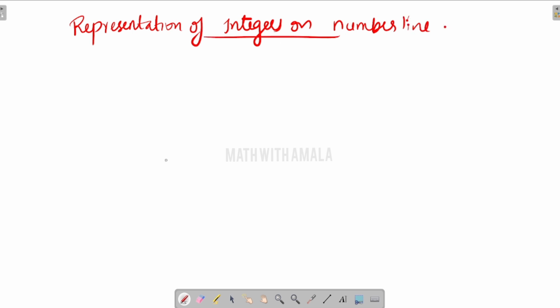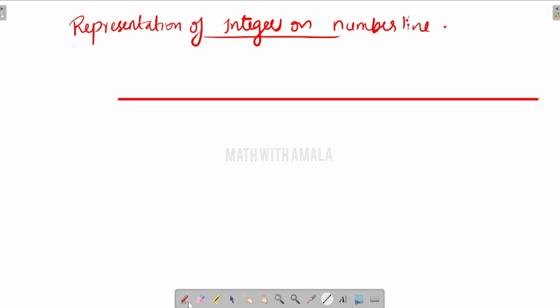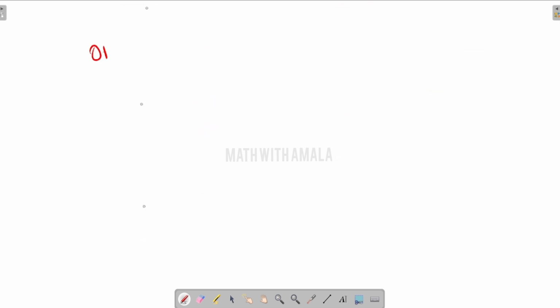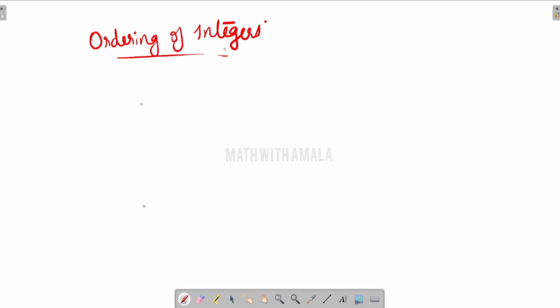Now the representation of integers on the number line. We know that the number line contains all the elements of the form integers, and also some numbers which are in real format, and you can represent it with 0. 0 will be at the very middle, towards the right you will have positive numbers, and towards the left you will have negative numbers. So in order to locate them, minus 6 can be represented like this and 4 can be represented like that.